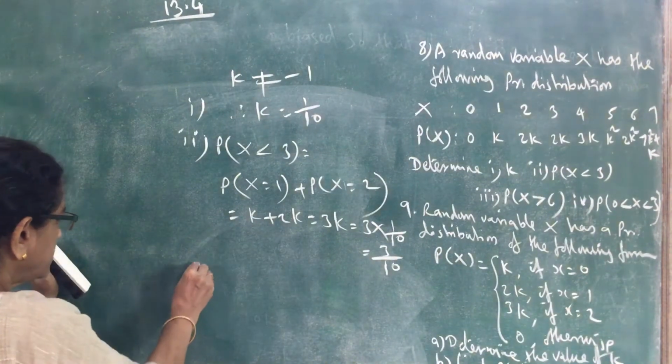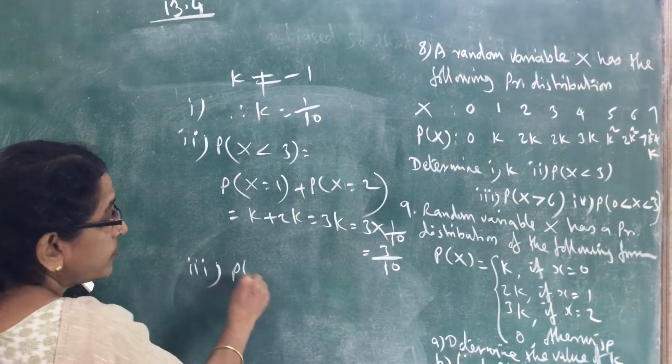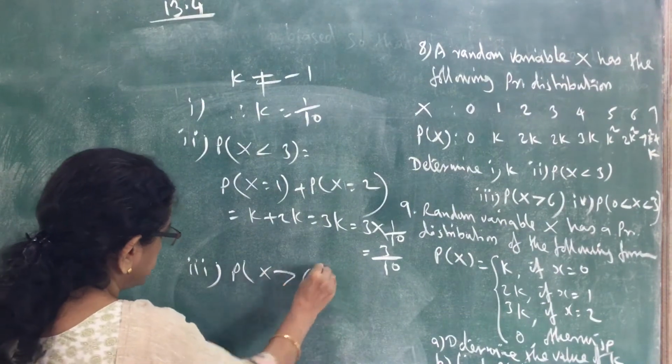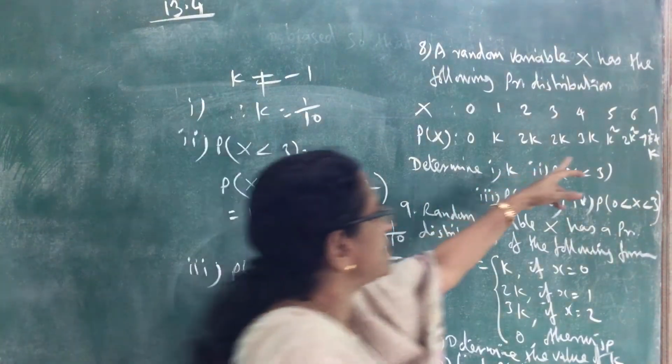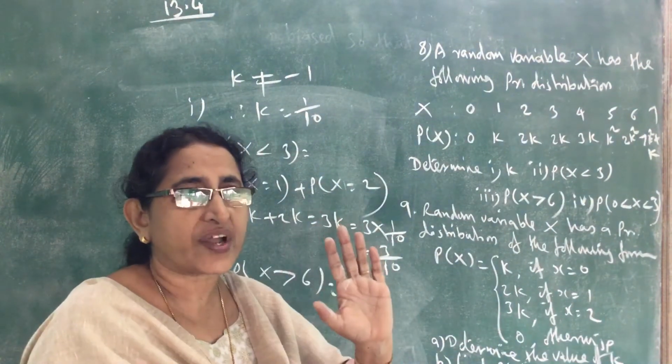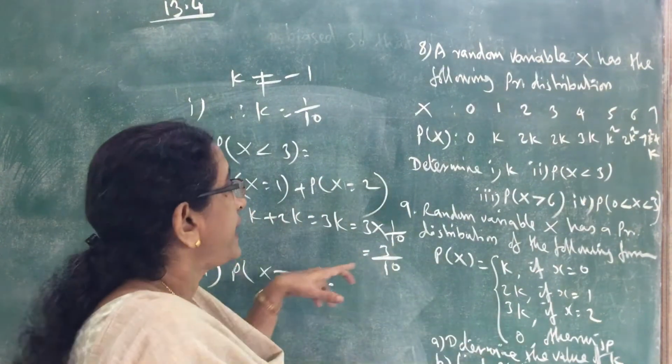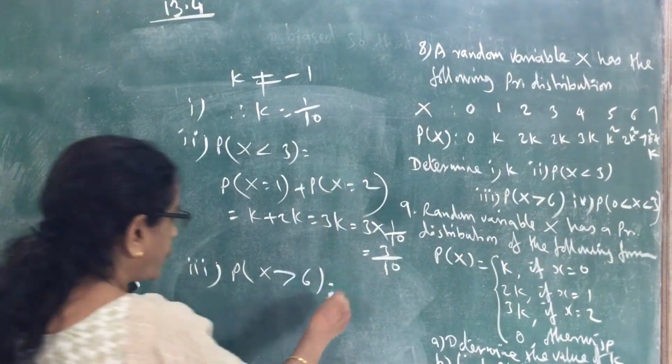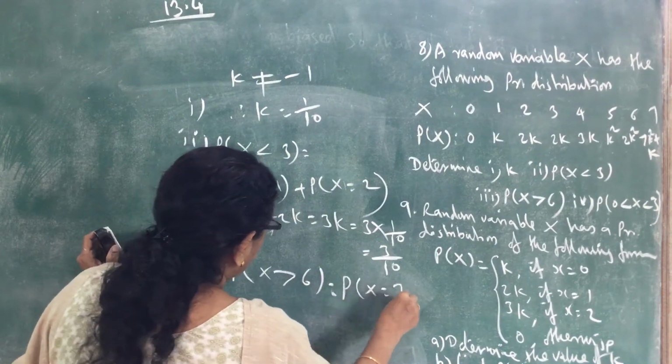The third one: probability that x greater than 6. X greater than 6 means only x equal to 7. Not equal to, but x greater than 6, which means only one value for x: probability that x equal to 7.